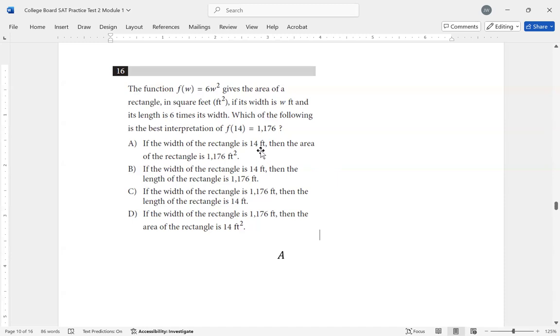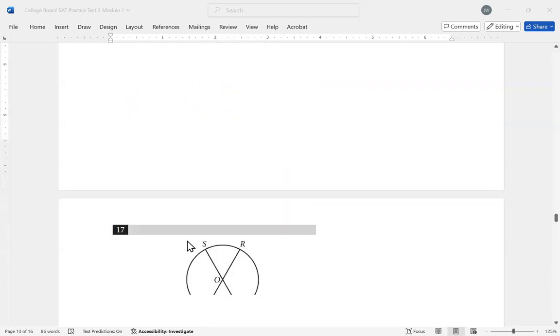Remember, width is going to be in feet, area is going to be in square feet. So that's why we don't want to have B. B is not going to work because the area is not in square feet. A is our option that works. C and D don't comport. So A is the answer to question 16.